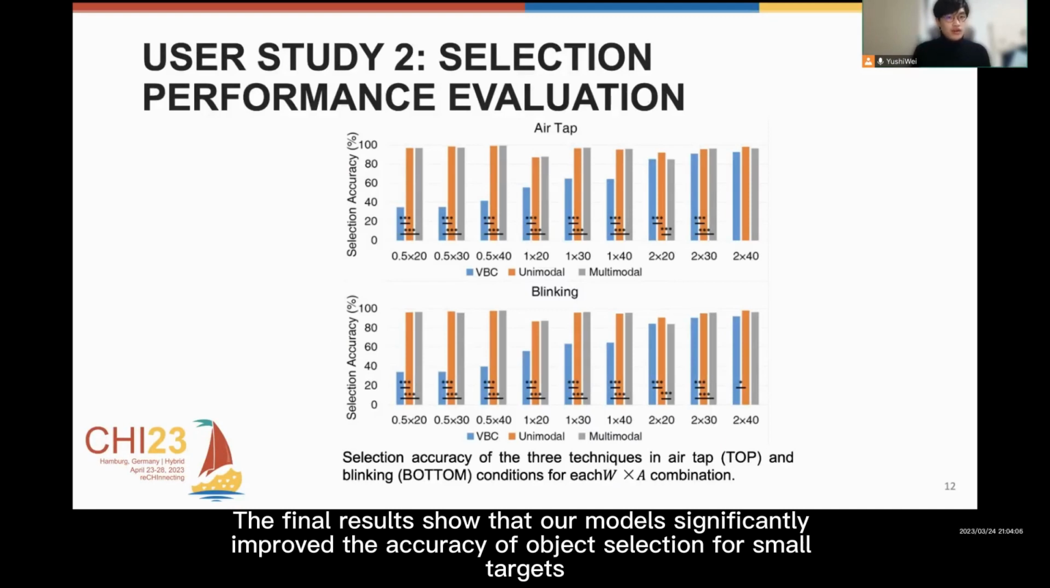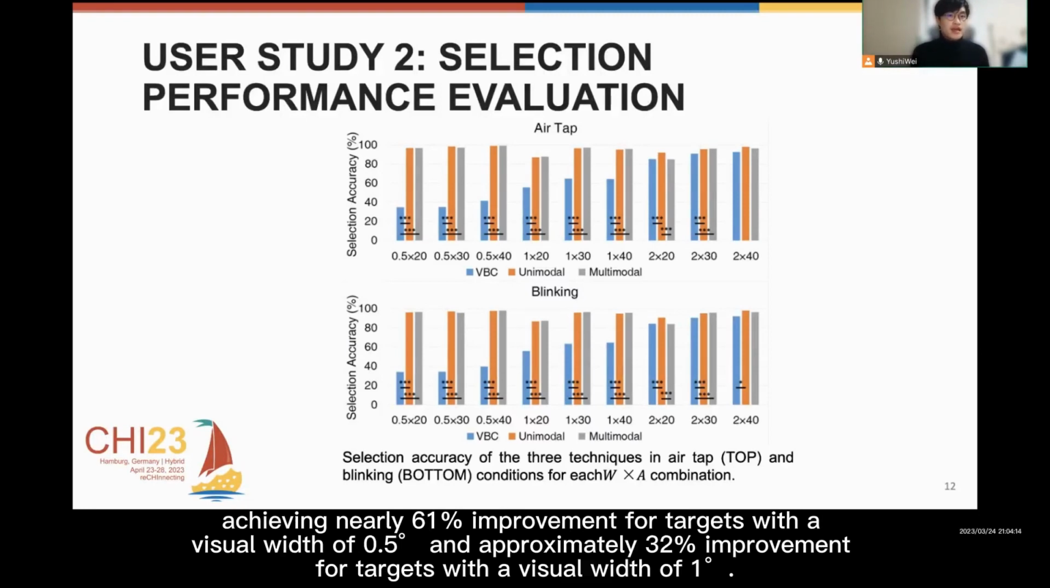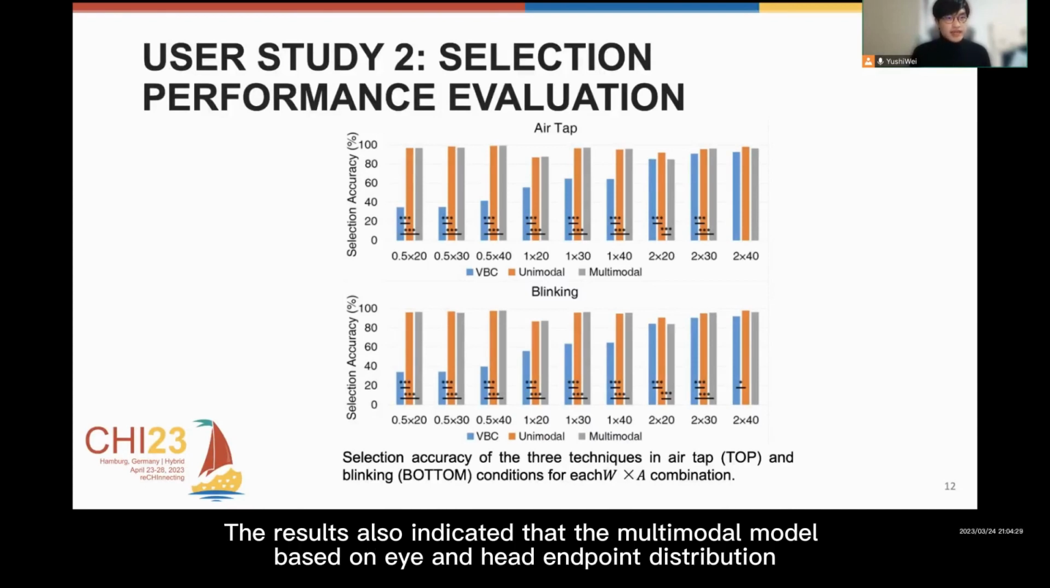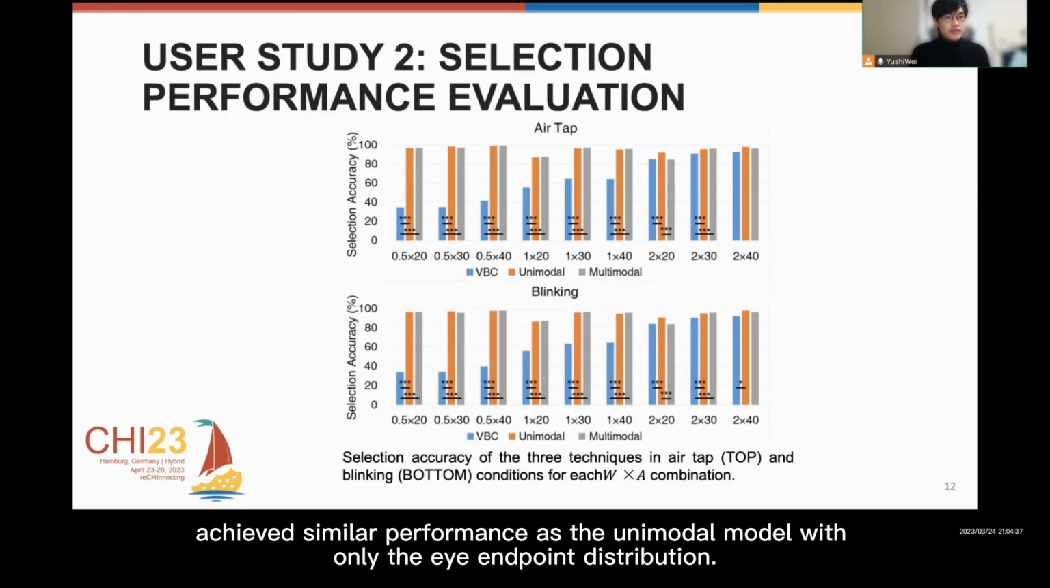The final results show that our models significantly improve the accuracy of object selection for small targets, achieving nearly 61% improvement for targets with visual width of 0.5 degree, and approximately 32% improvement for targets with a visual width of 1 degree. The results also indicated that the multimodal model based on the eye and head endpoint distribution achieved a similar performance as the unimodal model, with only the eye endpoint distribution.